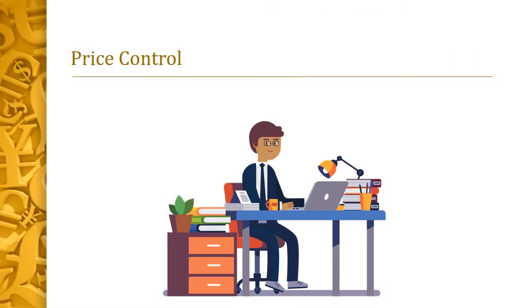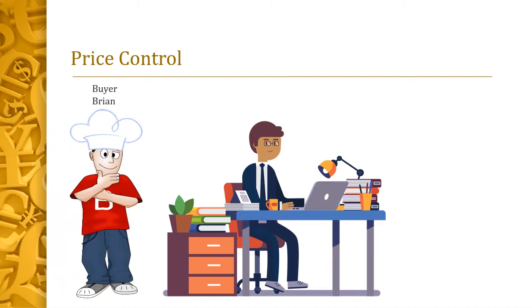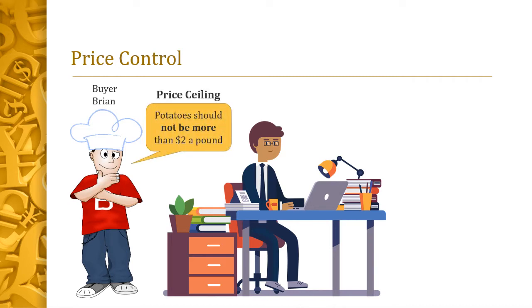One of the first government policies we're going to look at is price control. So we've got our little government official there, and what we have is Brian, who comes running in. Remember, he's the owner of a restaurant, and he says, hey, I don't think potatoes should be more than $2 a pound. And this is called a price ceiling, meaning that we shouldn't allow potatoes to go higher than that. That's the ceiling of the price.